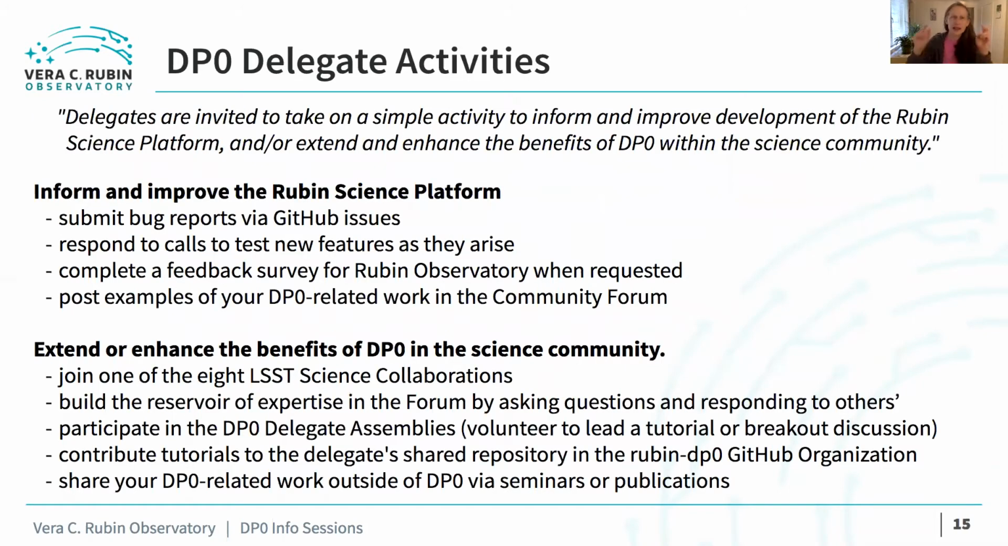So these delegate activities, we just made a list of simple activities that people can take on that will inform and improve the development of the Rubin Science Platform or extend and enhance the benefits of DP0 within the science community. These are examples of things you can do as part of your Data Preview 0 participation. One of them is submitting bug reports, as I mentioned before. Later on, we might have calls to test new features as they come out in the Rubin Science Platform. So please, if you're interested in any of those, respond and help us out.